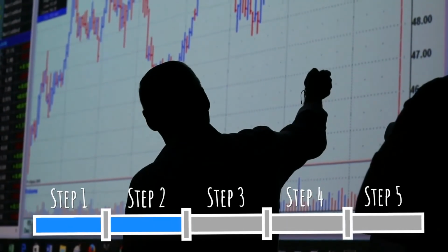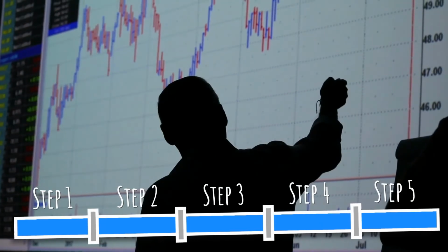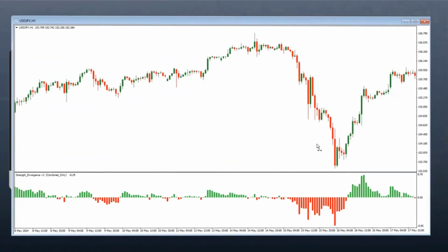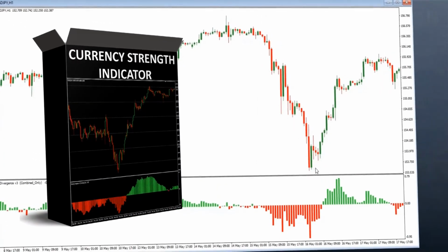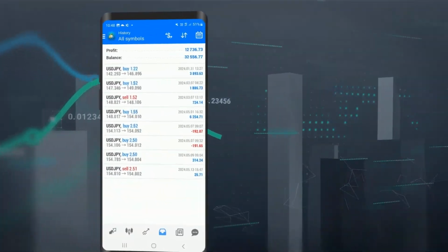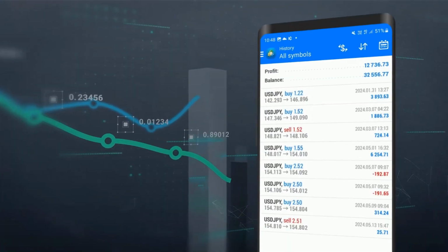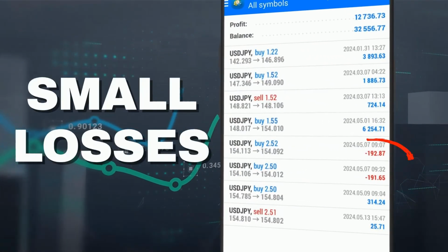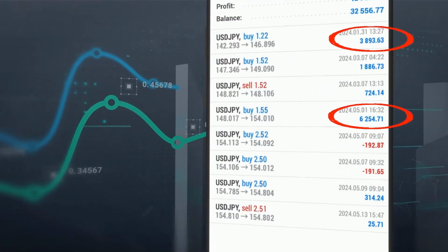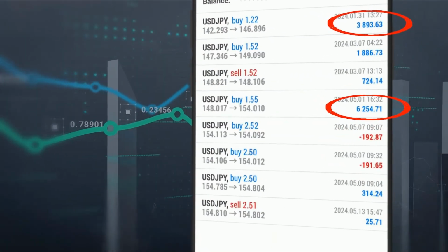What I'll do is walk you through each step first, and at the end I'll run you through a full example so you can see it in practice, and I'll show you where to download the special indicator the system uses for free. But first, let me quickly show you some results so you know what this is capable of. Not only does it have a high win rate with very small losses, but some of the winners are enormous, which is a signature part of this strategy.